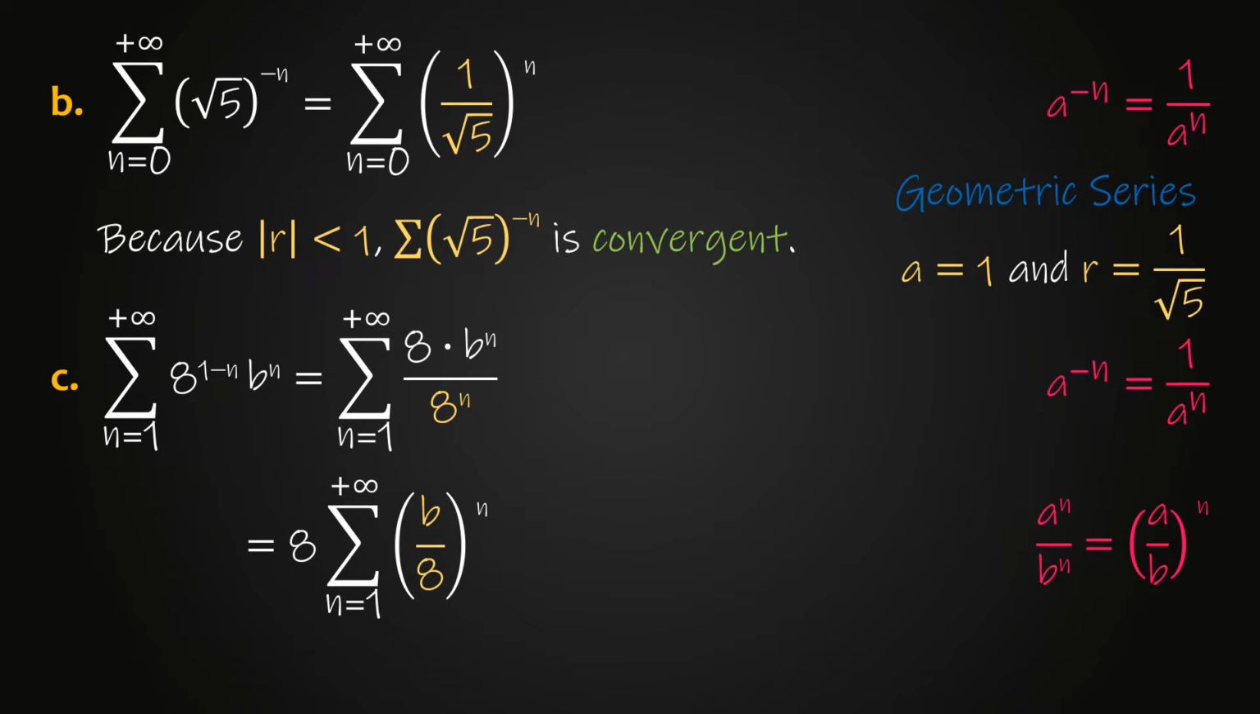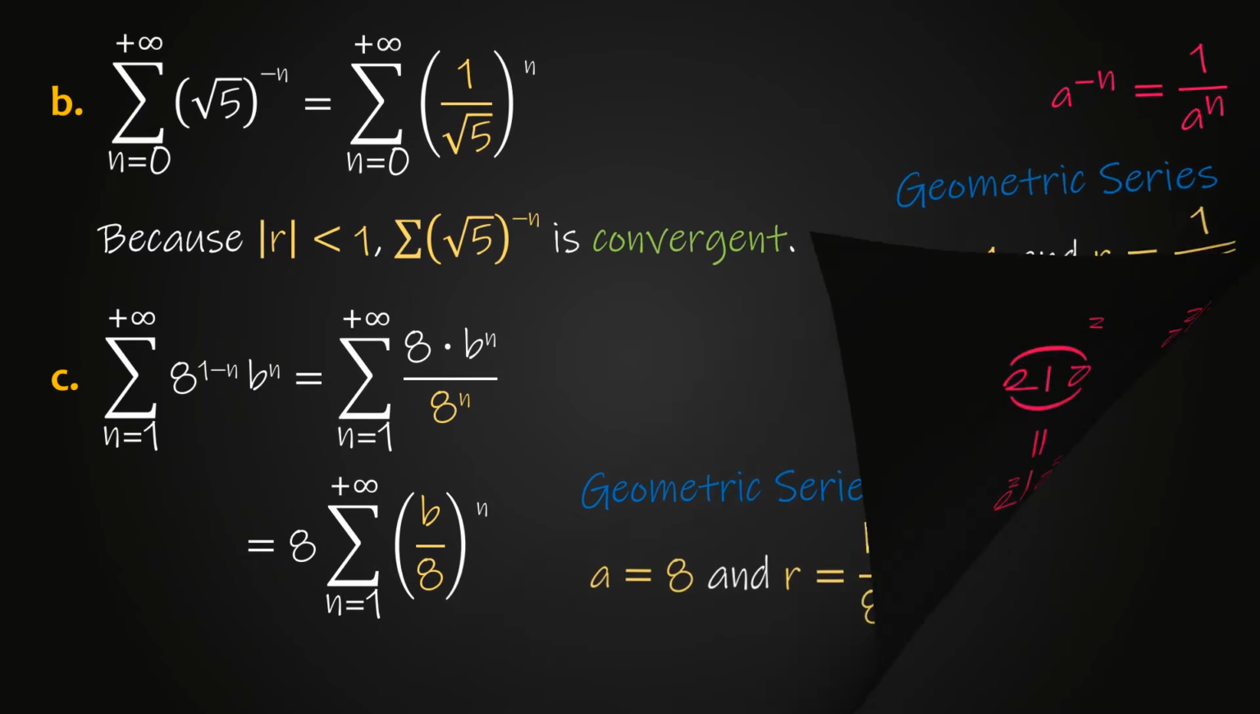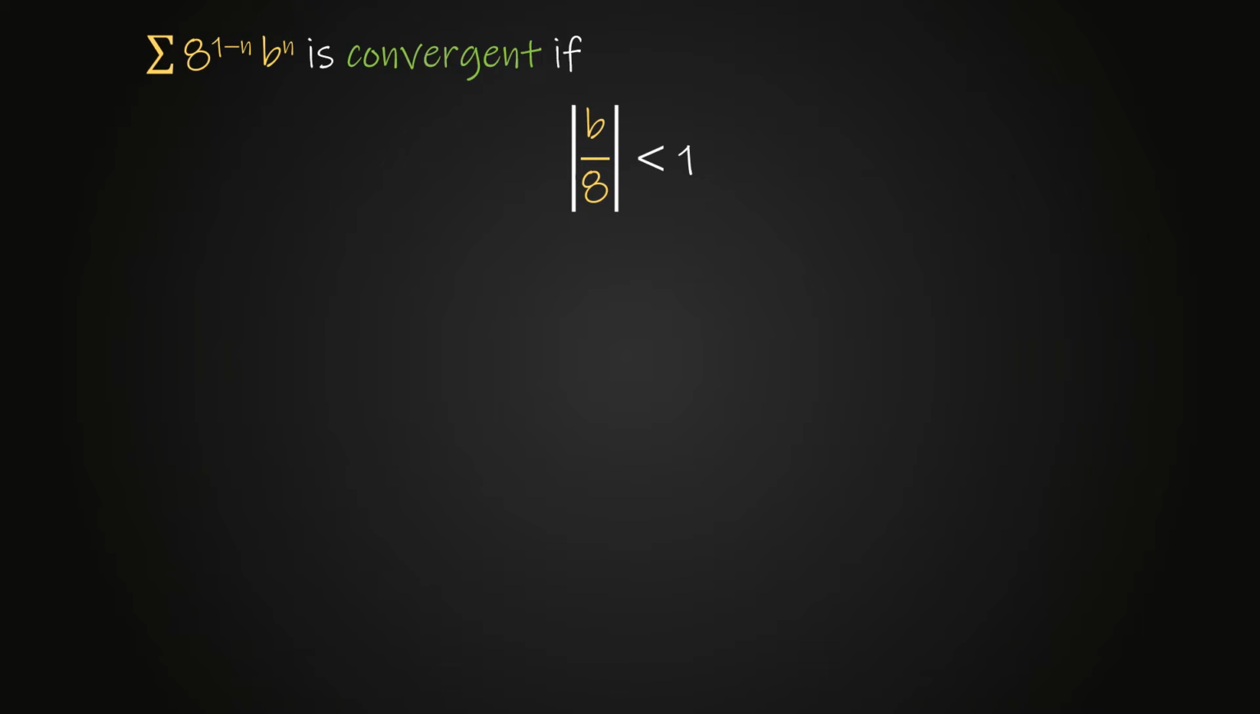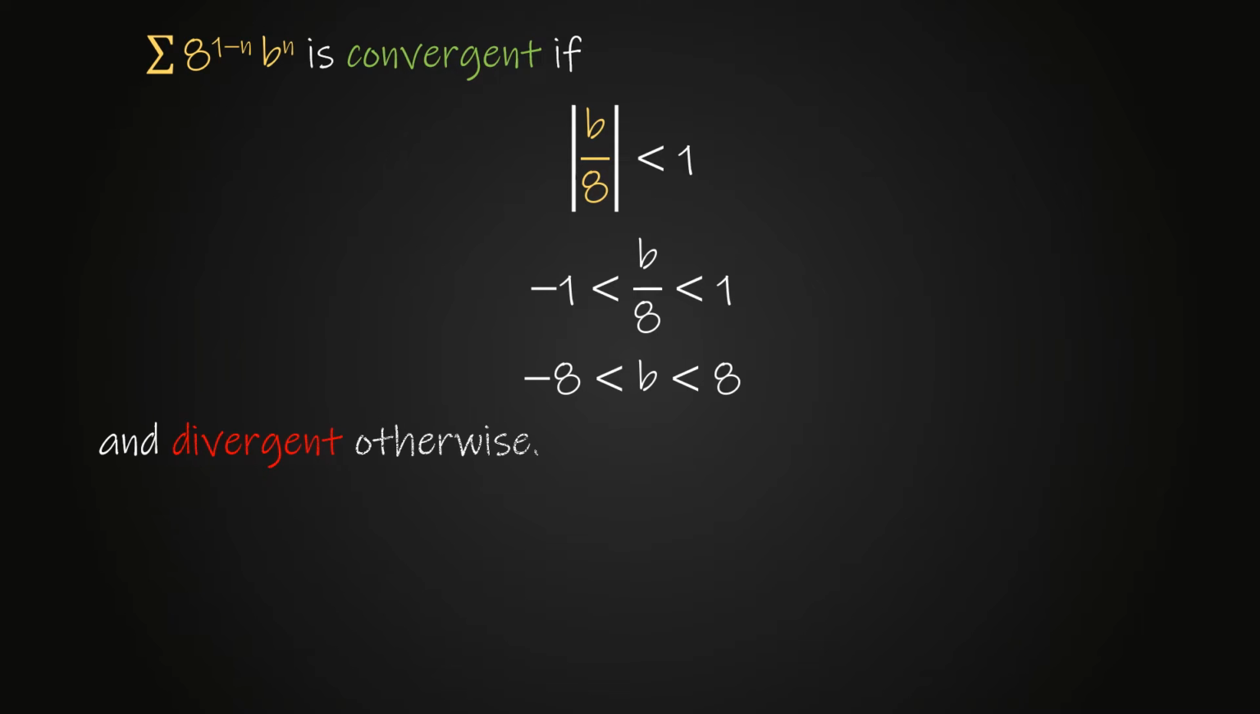The series is a geometric series where a is 8 and r is b over 8. The geometric series is convergent if the absolute value of r is less than 1, which also means r is between -1 and 1. Therefore, the series is convergent if b is between -8 and 8, and divergent otherwise.